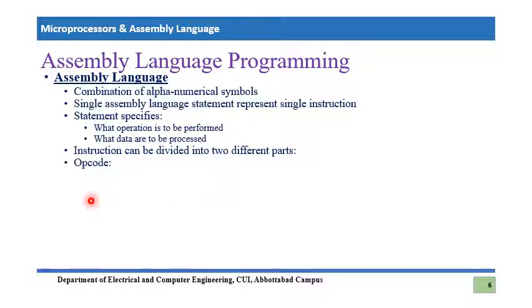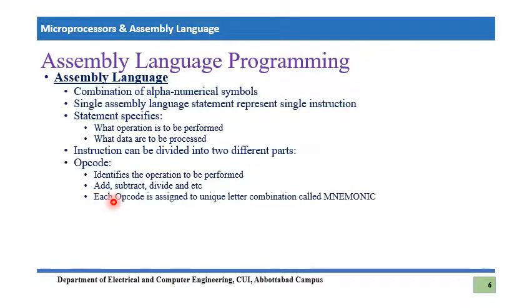What are those parts? The first part is the opcode, and the opcode identifies the operation to be performed. For example, you need to transfer certain information, so transfer is an operation. You need to add certain operands, so add is an operation. You need to subtract, multiply, or divide. All of those are operations. So the opcode is the part of the instruction which tells the microprocessor what operation is supposed to be performed, for example add, subtract, divide, and so on.